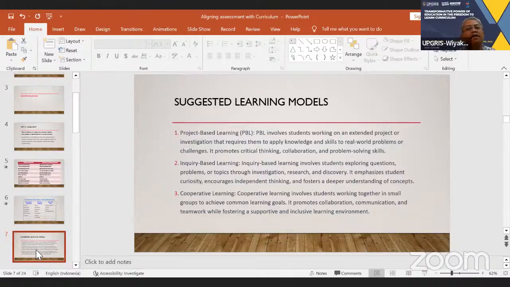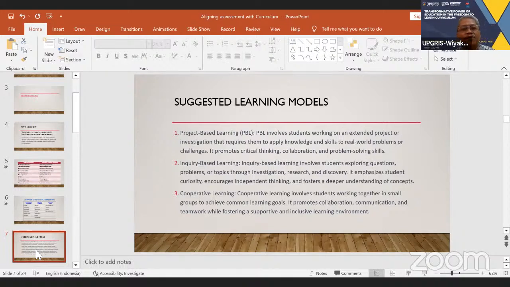Because now, if not mistaken, beginning from 2020, the government launched a new program under the title of Kurikulum Merdeka, Freedom to Learn Curriculum. Then, of course, it will bring about consequences with using different types of assessment. And this is the suggested learning models on the basis of the new curriculum.